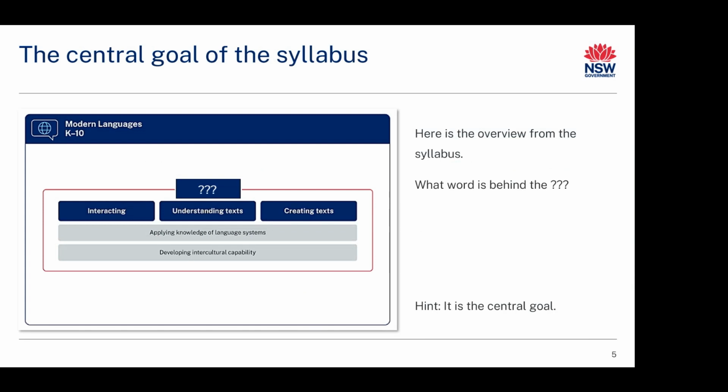Now, here is the overview of the Modern Languages K-10 syllabus. Do you know the central goal represented by the red line? Again, feel free to answer in the chat. What's the word behind those question marks? Yes. We have Danielle, communication. Very good, Danielle. Yes, it is communication. So you can see that the three main focus areas are interacting, understanding texts, and creating texts. Students achieve these focus area outcomes through applying knowledge of language systems and developing intercultural capability.